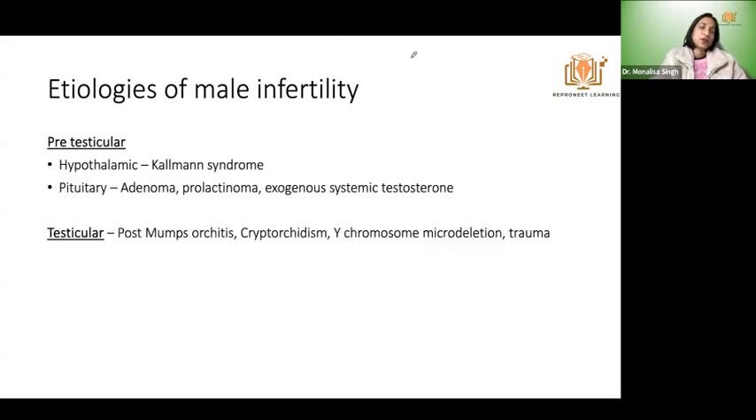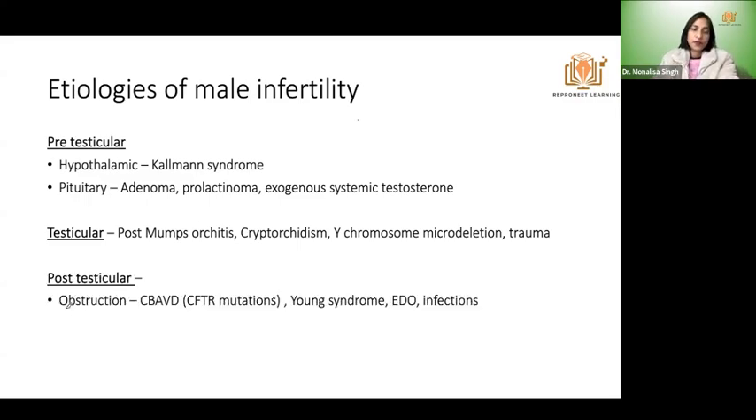Testicular causes: mumps orchitis, cryptorchidism. Cryptorchidism is what? Undescended testis. The temperature is not maintained and spermatogenesis fails. Y chromosome microdeletion, a big discussion can be there on this, but I think it's not important for NEET PG. And then trauma. There are post-testicular causes like obstruction, which results from CBAVD, CFTR gene mutations, which result in various symptoms.